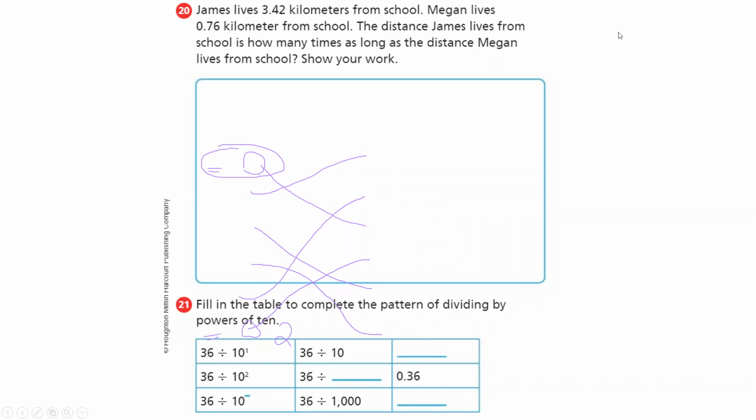All right, 20, 21. 21 looks a lot like the one we did earlier. A lot. So 36 divided by 10 is like this. 36 divided by 10 to the second power is like this, which is like this, which means 36 divided by 100.